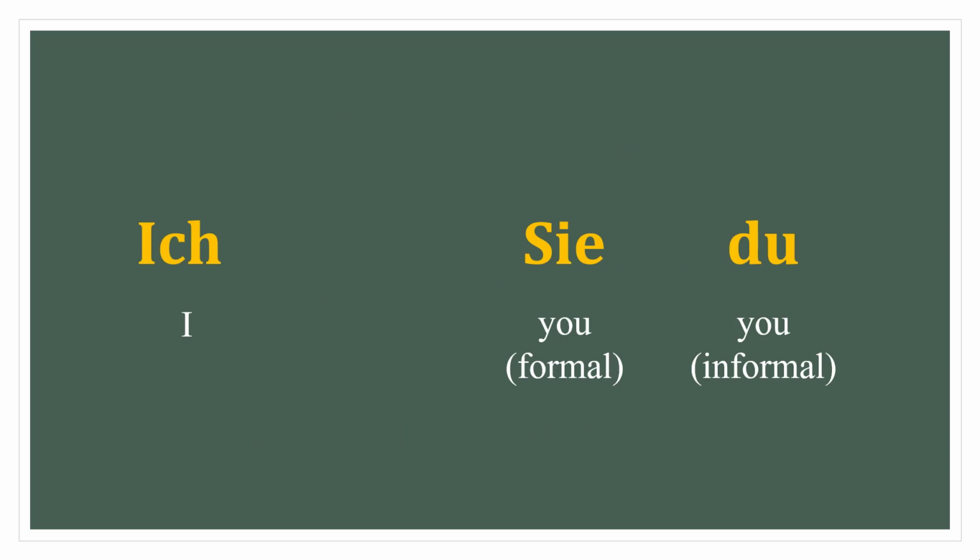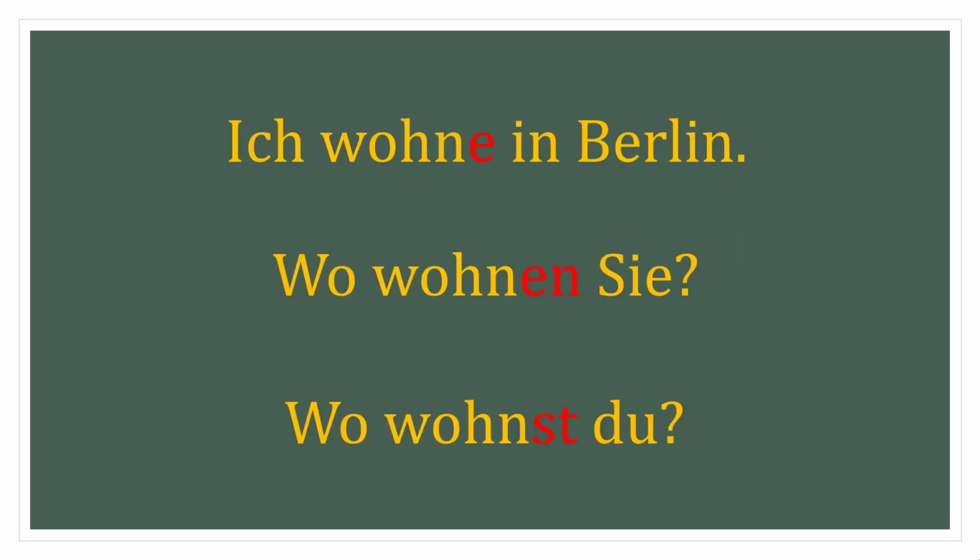Let's look at the verb conjugation. In each of these sentences the verb ending has been highlighted. The endings of the verbs in all these sentences are different. These endings actually depend on the subject that you are using in the sentence. Ich wohne in Berlin. Wo wohnen Sie? Wo wohnst du?